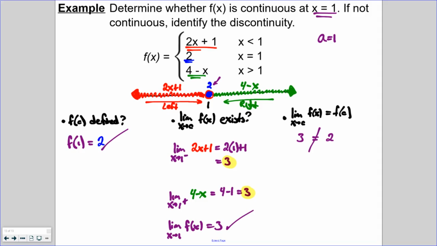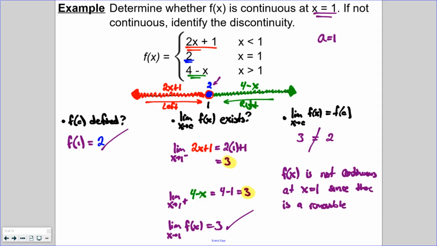So we can now say that f of x is not continuous at x equals 1 since there is a removable discontinuity. And there we have it. Not continuous because removable discontinuity.